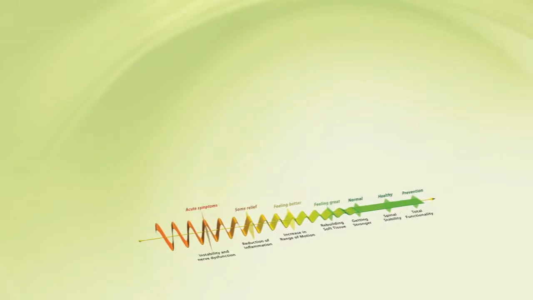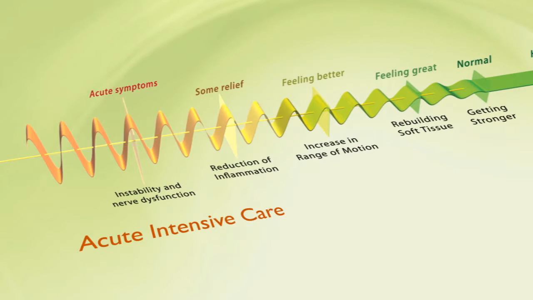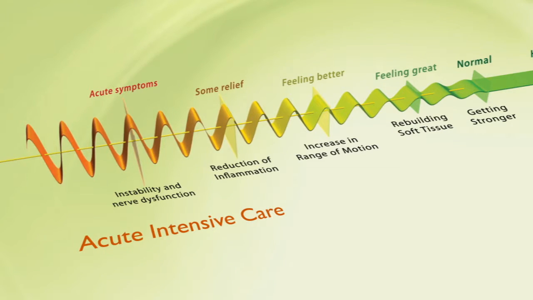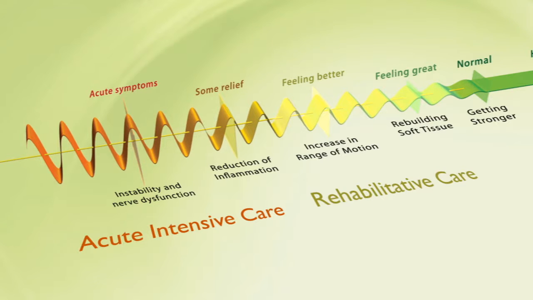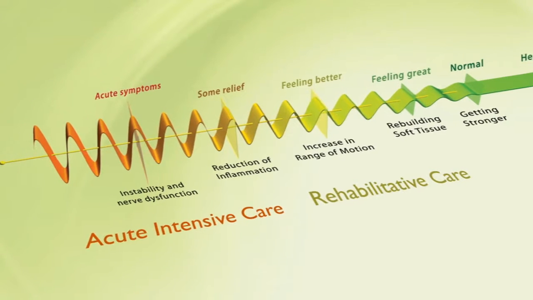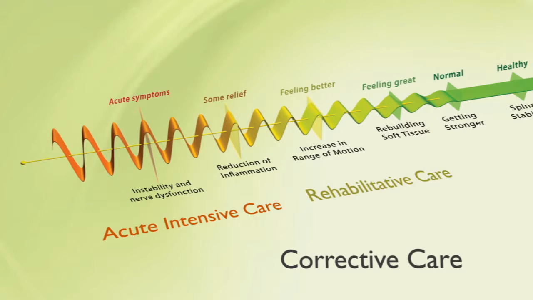Notice in the continuum at the bottom of the page, the first phase is called acute intensive care. This type of care covers from the time your symptoms start until your symptoms are gone. The second phase is rehabilitative care, which begins when your symptoms disappear and continues until your spine is stabilized. These 2 phases of care together are what we call corrective care.